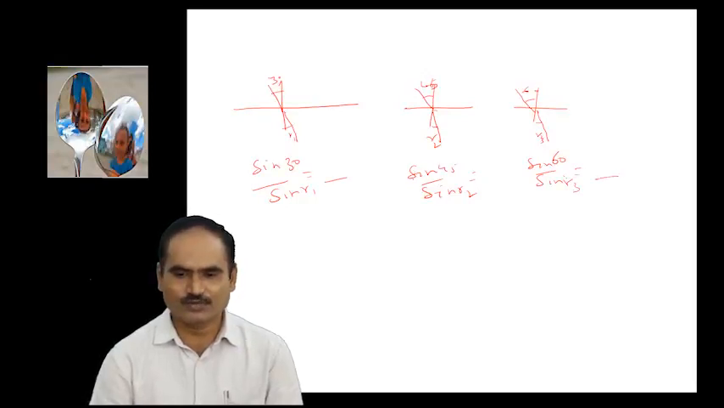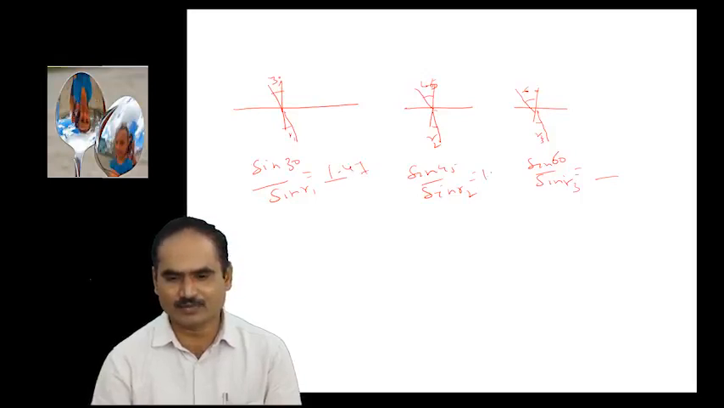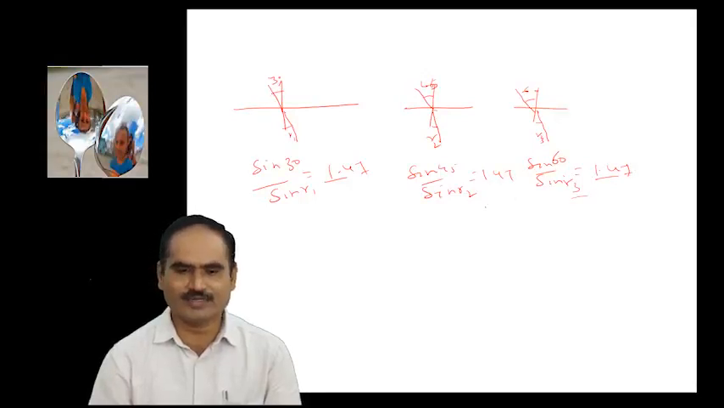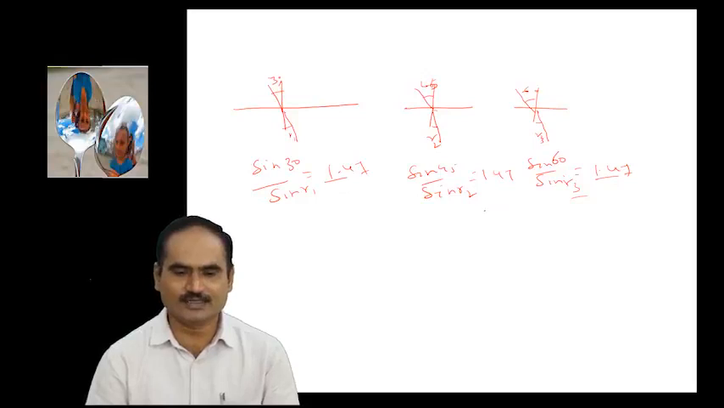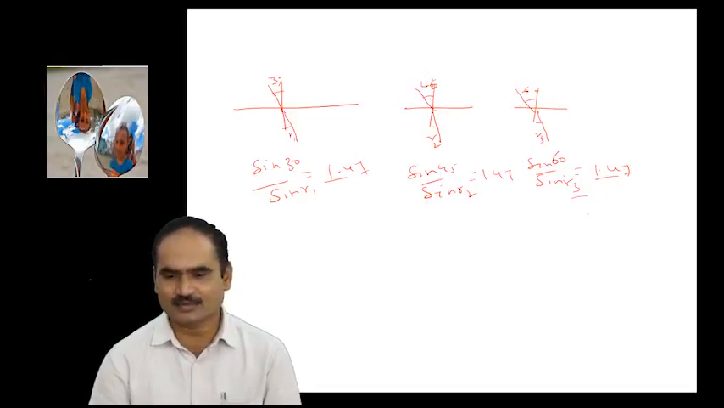Right. So if you substitute these values, you will get the same value. Suppose you got 1.47 for this, this also will be 1.47, and this also will be 1.47. So for any angle of incidence, if you take the ratio of the sine of the incident angle and the sine of the corresponding refracted angle, the ratio will be constant. Here it is 1.47, 1.47. But one thing, this is for a given pair of medium.